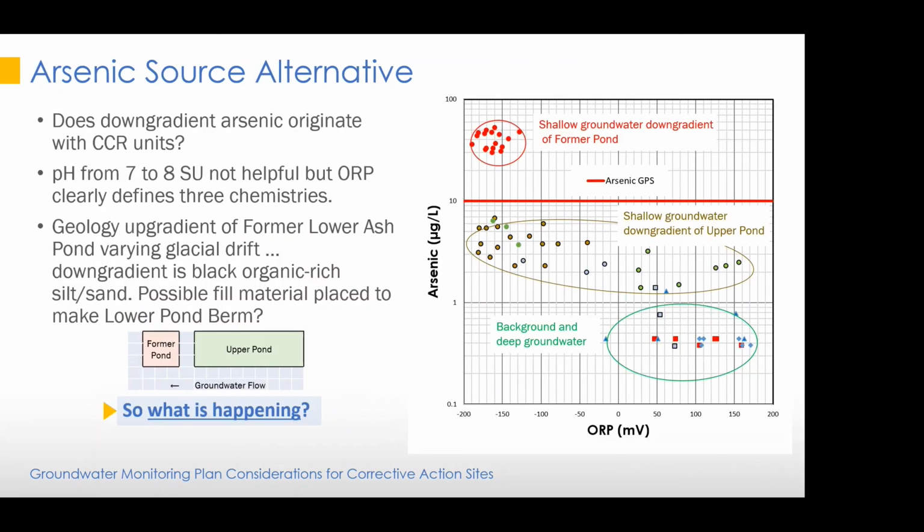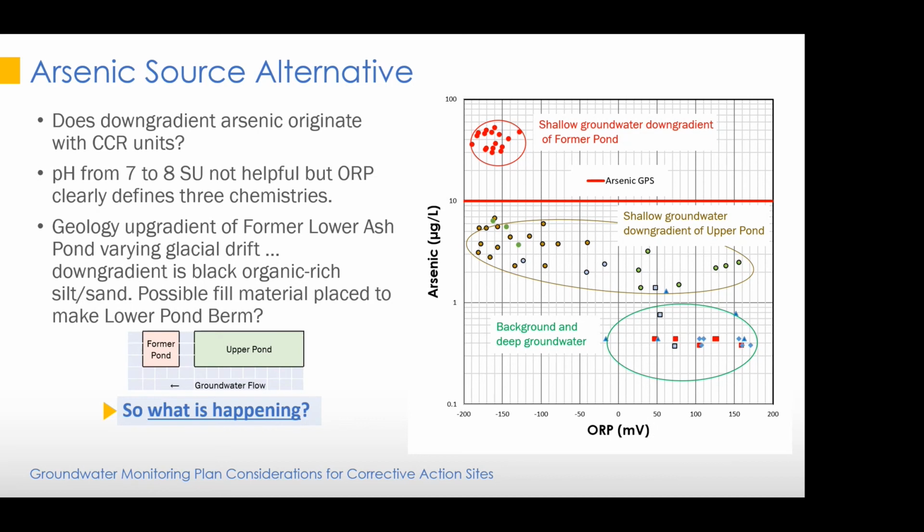I'm going to switch to arsenic now. So we've got this site, and you can see the little sketch in the bottom. We have an upper pond that is the subject of the corrective action, and a former lower pond that has been taken out of service many years ago. Groundwater is flowing from the direction of upper pond to lower pond. We start seeing that monitoring wells that are down gradient of the former pond are high in arsenic and well above the arsenic groundwater protection standard.